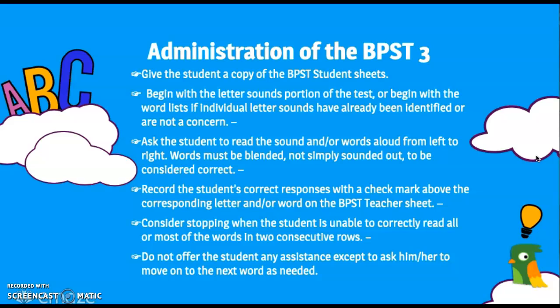And you should consider stopping if a student is unable to correctly read all or most of the words two times consecutively in a row. The test is going to get harder as it goes on, so when you're seeing students struggling twice in a row, that's a good indication that it is now too hard for the student and you can go ahead and stop the assessment.